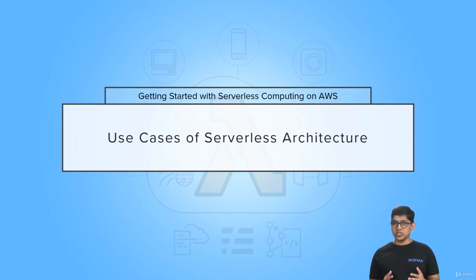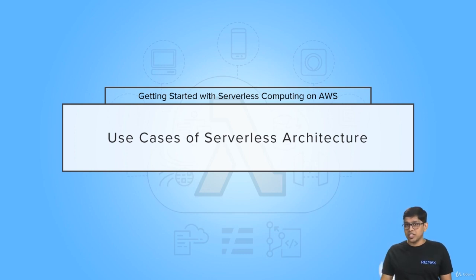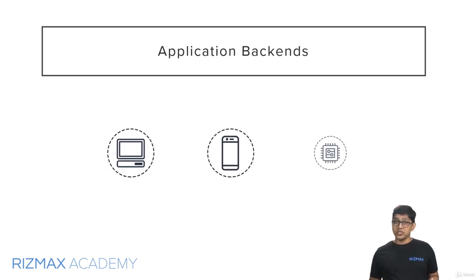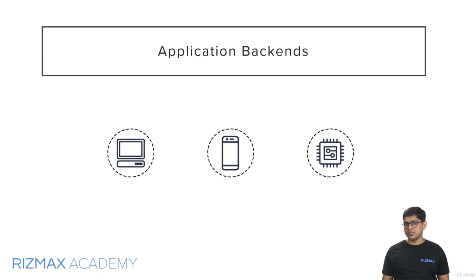Let's look at some of the use cases for serverless applications. The serverless architecture allows us to build just about any type of application or backend service that you can think of. Let's go over some of the most common use cases where you can use serverless architecture. The first and the most prominent one is application backends. Serverless allows you to build backends for web, mobile, or even IoT applications. And later in this course, we'll build all these three types of backends together with hands-on.